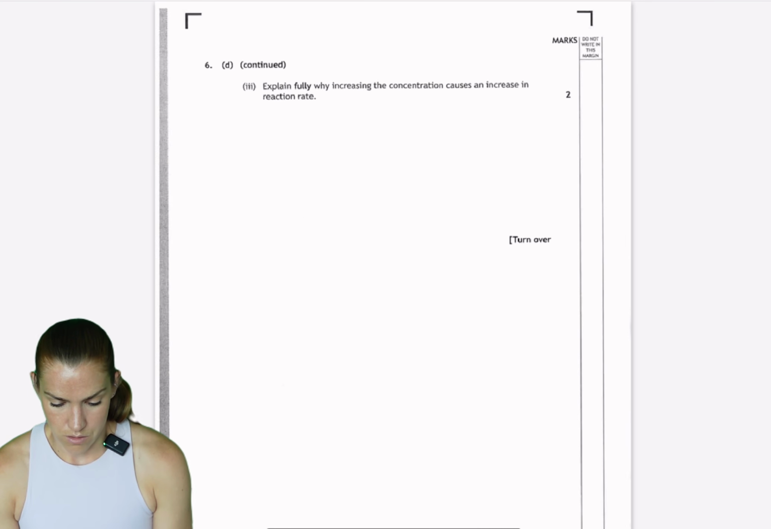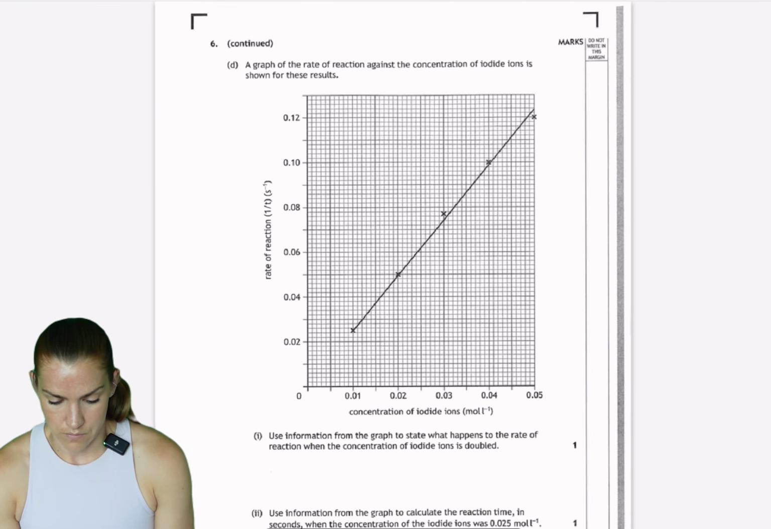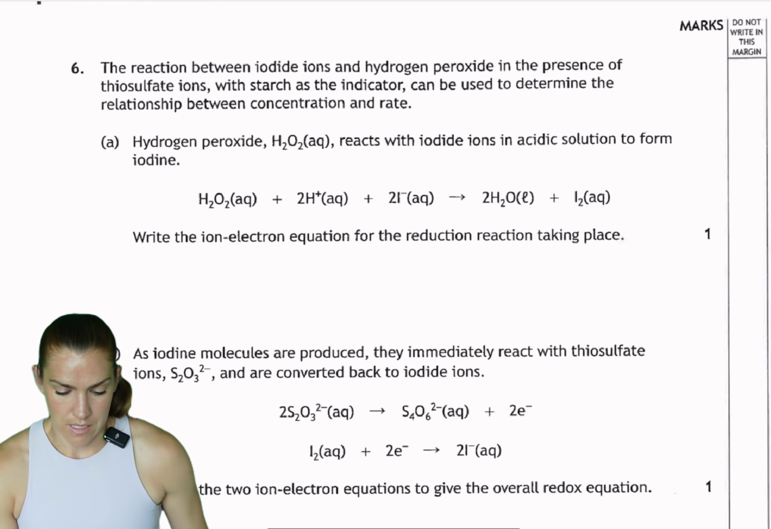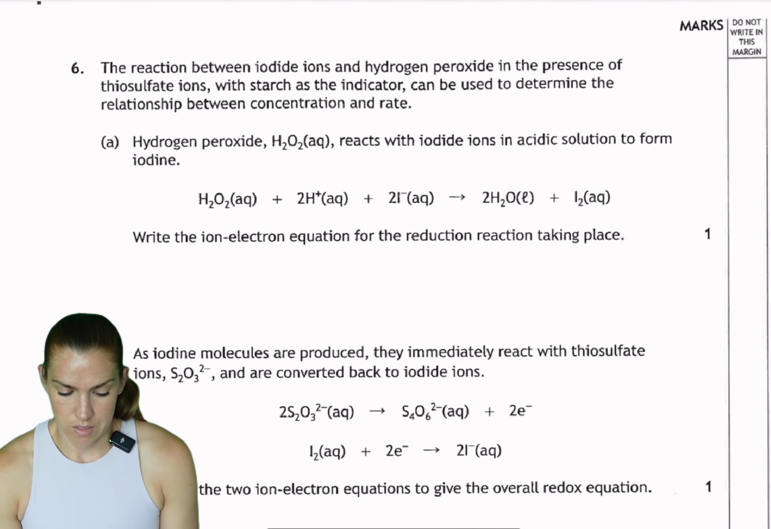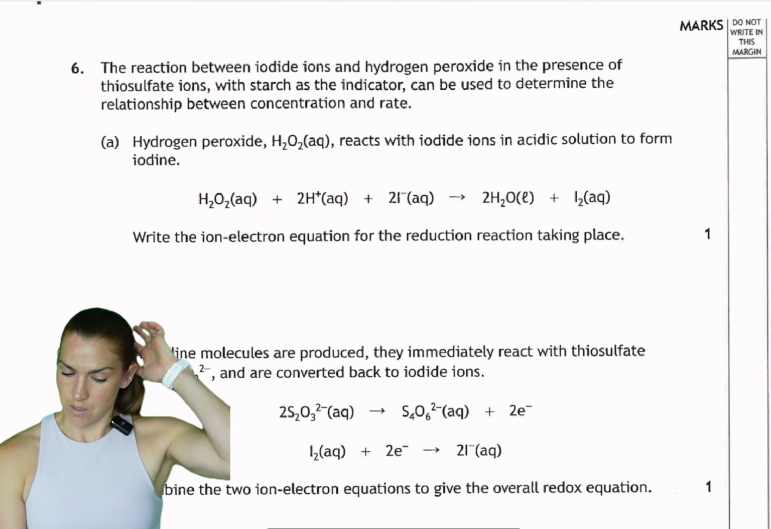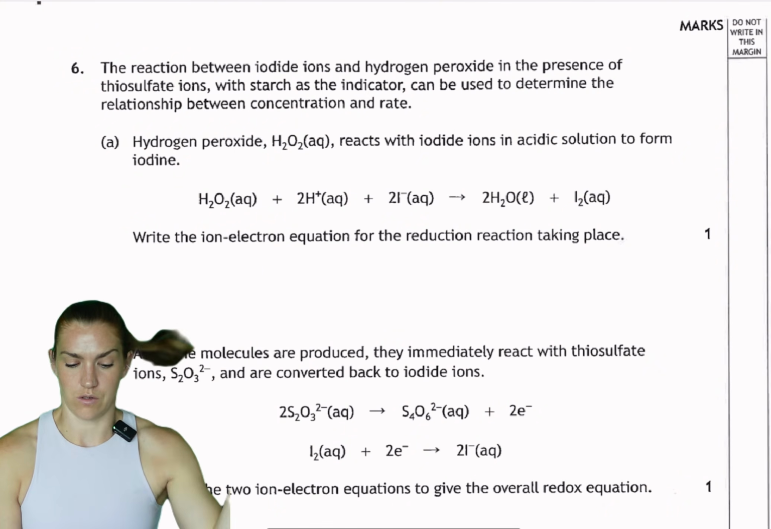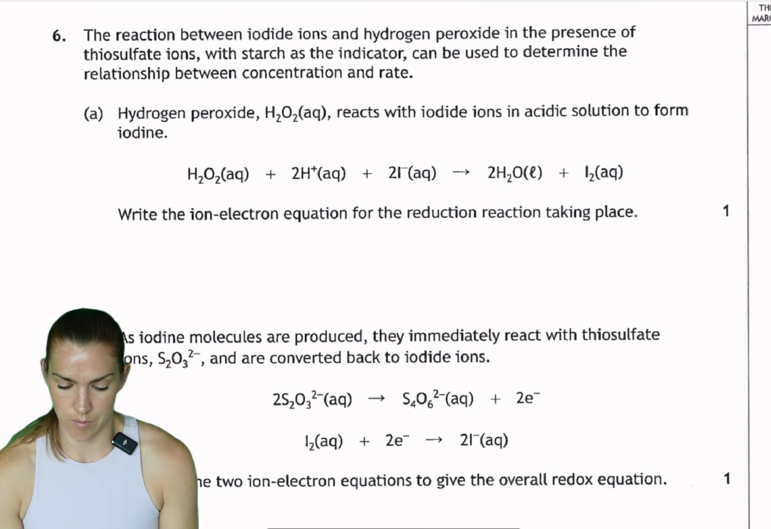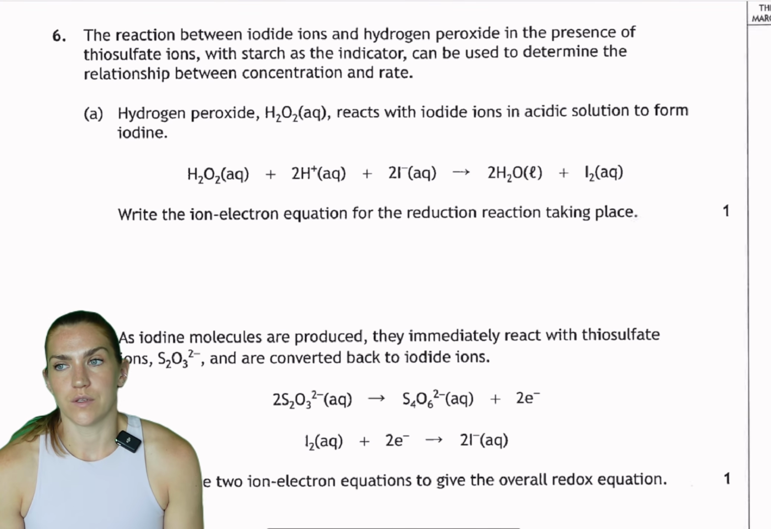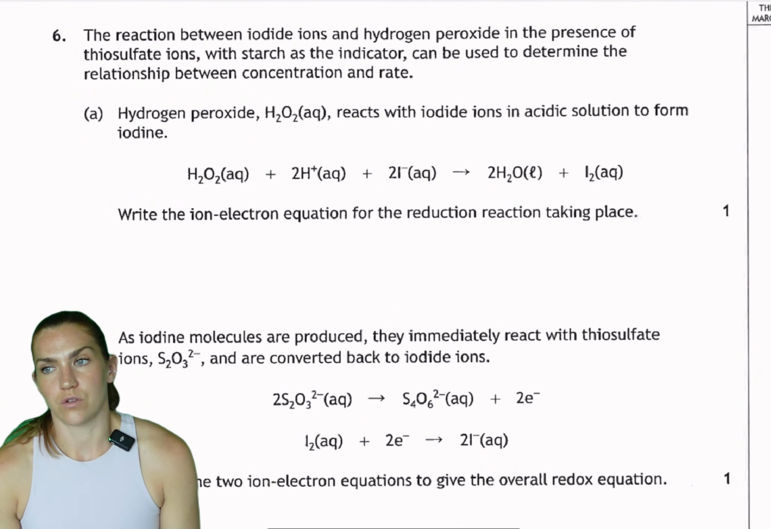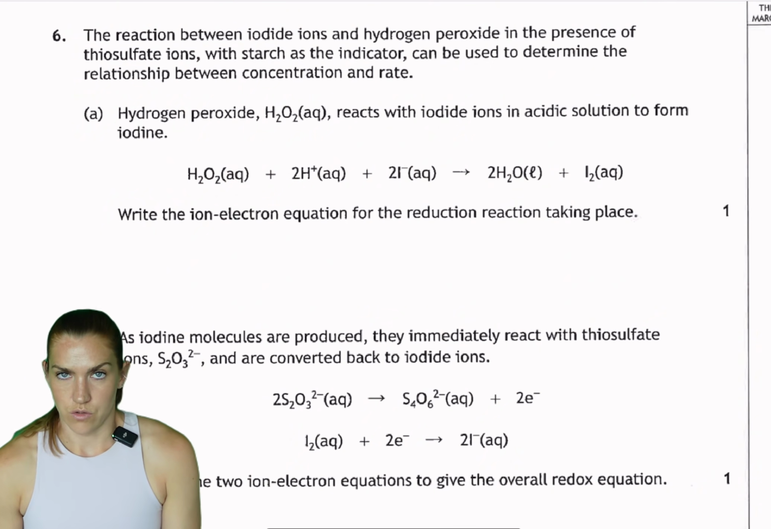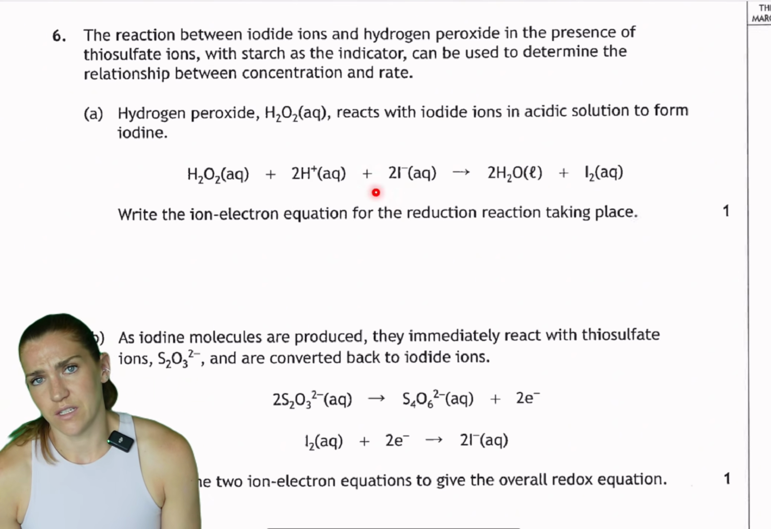We'll make question 6 the last question in this video, I think. So the reaction between iodide ions and hydrogen peroxide in the presence of thiosulfate ions with starch as the indicator can be used to determine the relationship between concentration and rate. Write the ion-electron equation for the reduction reaction taking place. So for something to be reduced, it either needs to lose oxygen or gain hydrogen, or it could be gaining or losing electrons. So sometimes it's easier to find the halogen and see what's happening to it.